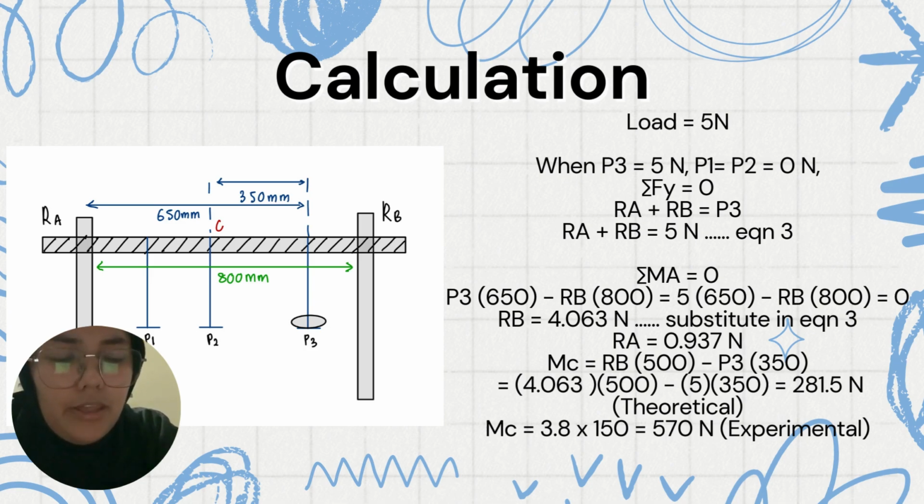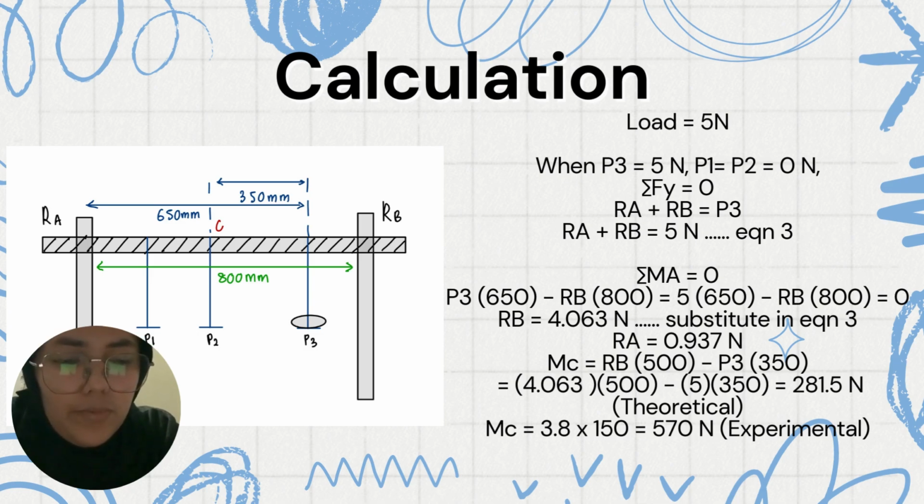We're going to do the same method of finding the moment in A, which is 0, from P3 and pin B. So P3 is 650 millimeters from pin A, and pin B is 800 millimeters. Substitute the value and we can get the force in pin B of 4.063 Newton. Substitute in equation 3 and we can get the force in pin A, which is 0.937 Newton.